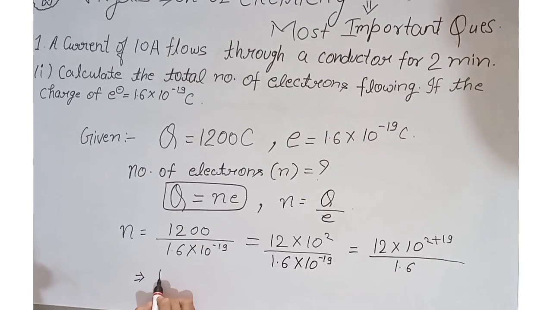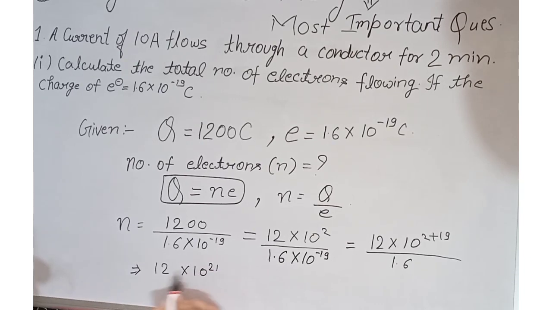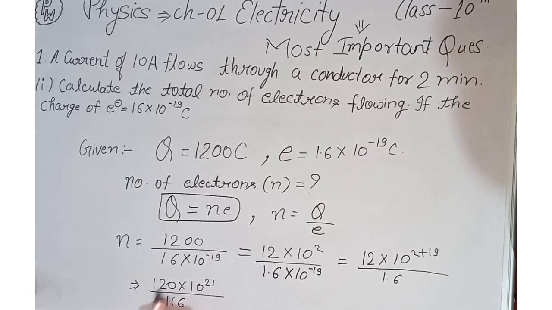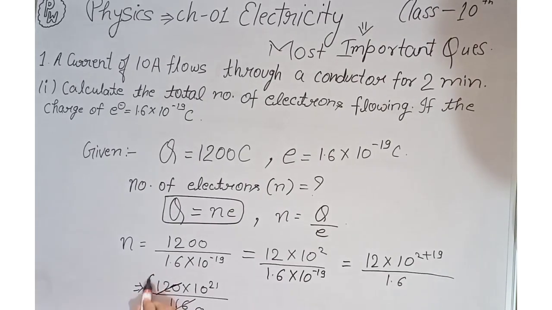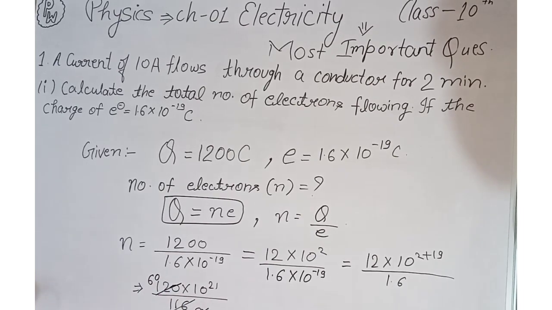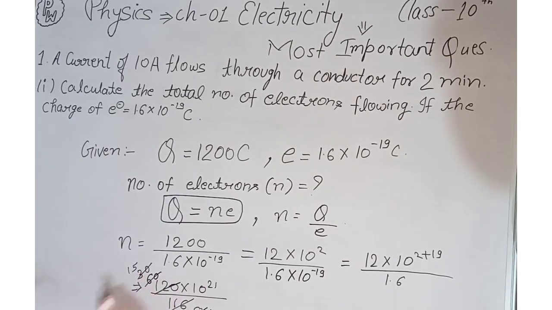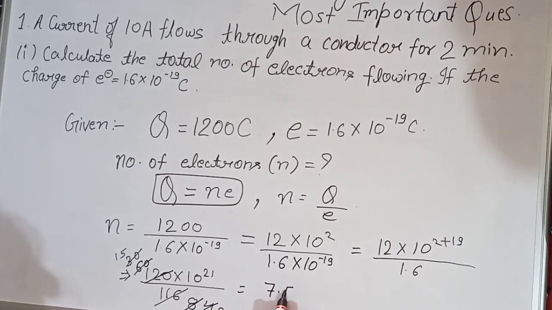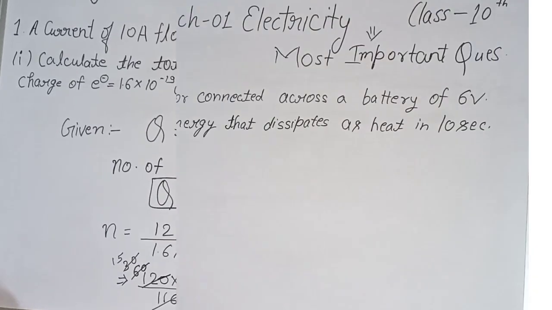So it will become 12 into 10 to the power 2 plus 19 upon 1.6. You have to add 10 to the power 2 plus 19. Then it will become 12 into 10 to the power 21 upon 1.6. When you remove the decimal, the 0 goes to the upward side. Now you have to normally divide one by another, and by cancelling it, your answer will become 7.5 into 10 to the power 21 is your answer.